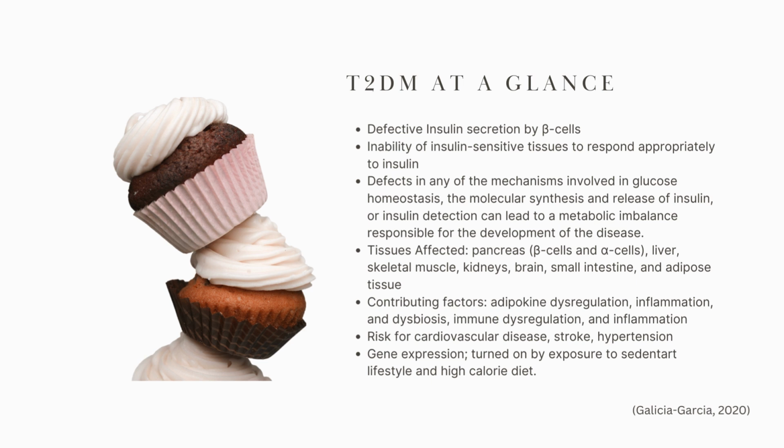Diabetes type 2 doesn't happen overnight. Inflammation, gut dysbiosis, immune dysregulation, and adipokine dysregulation all contribute to the formation of diabetes. Epigenetics also plays a role, which is why your doctor usually asks if you have diabetes in your family history. And these genes associated with diabetes can be turned on either by a sedentary lifestyle mixed with a high-calorie diet, or environmental factors.